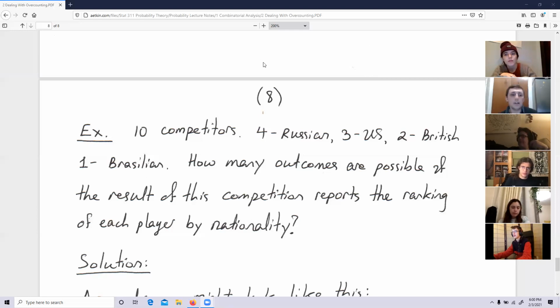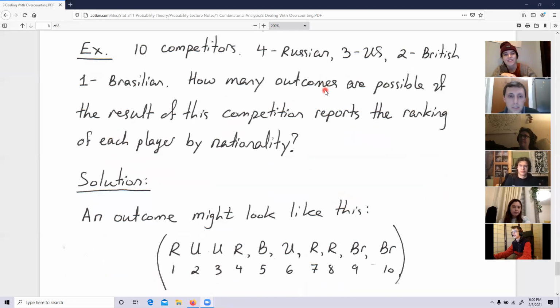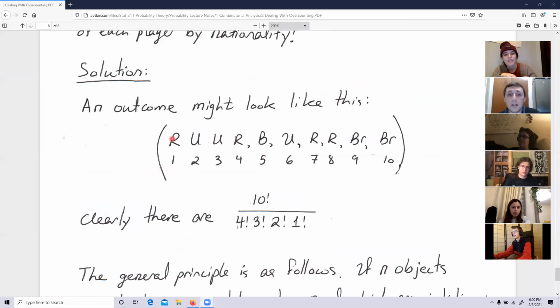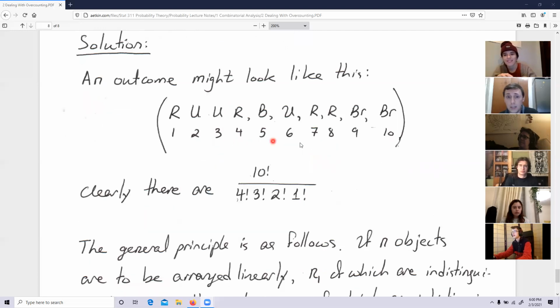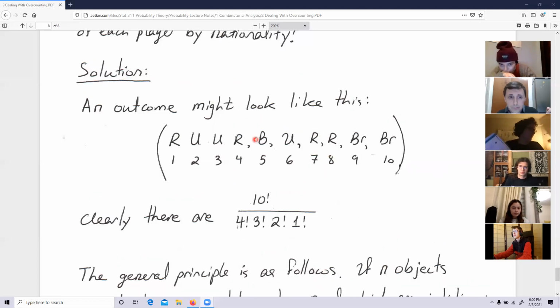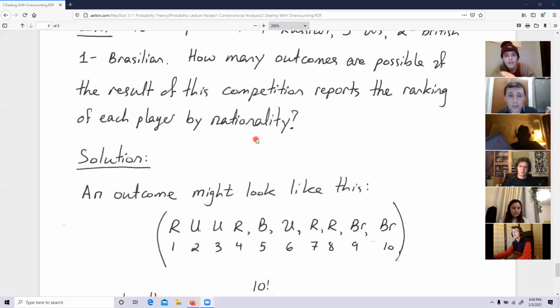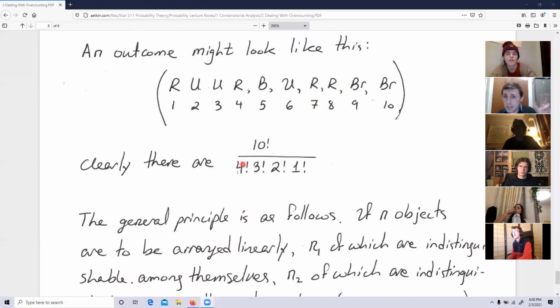All right, so I am assuming you got it very fast. Wonderful. Let's see what's the result. So here are the representations. B is Brazil, BR is Britain, and you have altogether 10 participants. If I consider them to be unique, I have 10 factorial orderings, but some of those orderings are masked. So you had 4 Russians, right? So 4 factorial is Russians rearranged among themselves. 3 factorial Americans rearranged among themselves. 2 factorial British rearranged among themselves, and onwards.